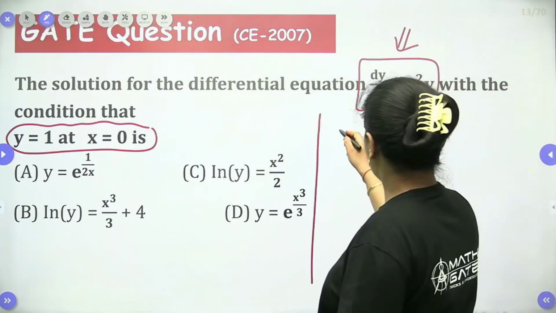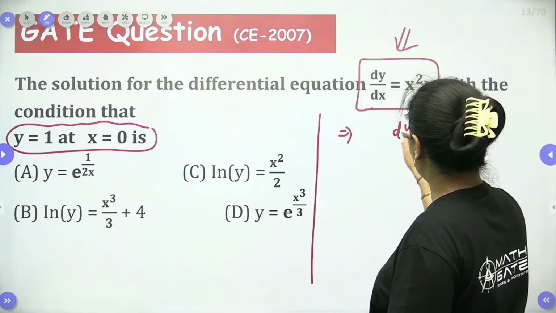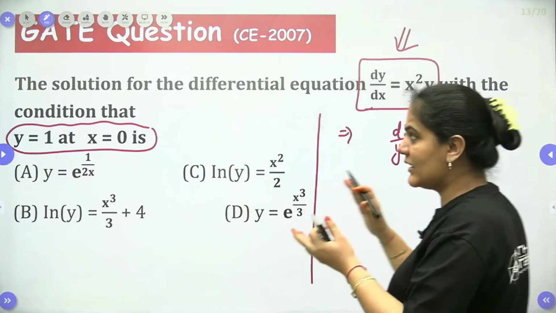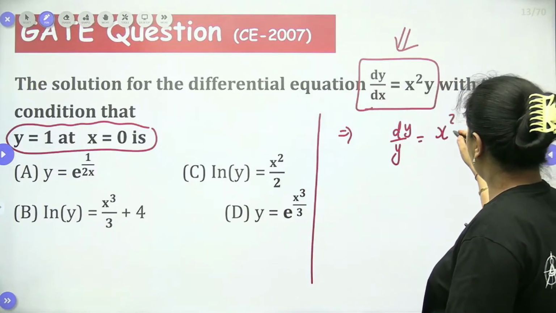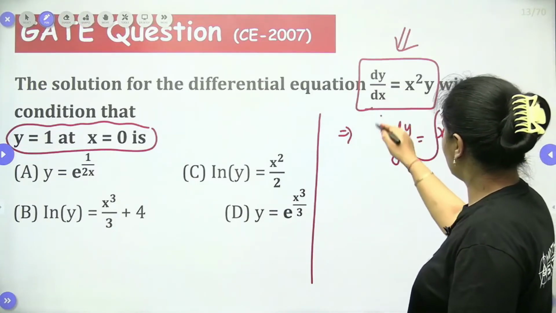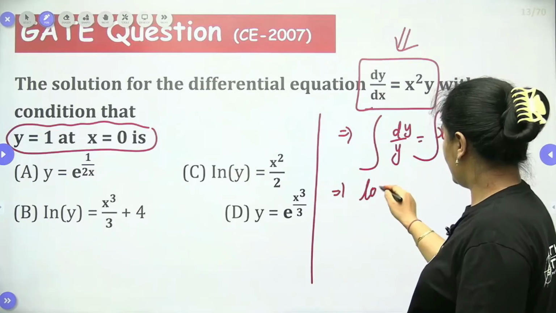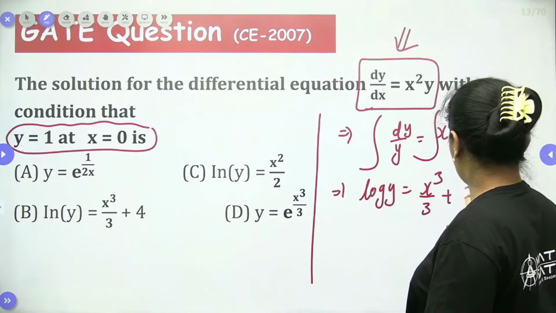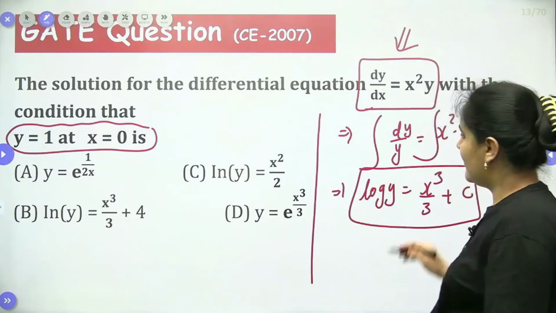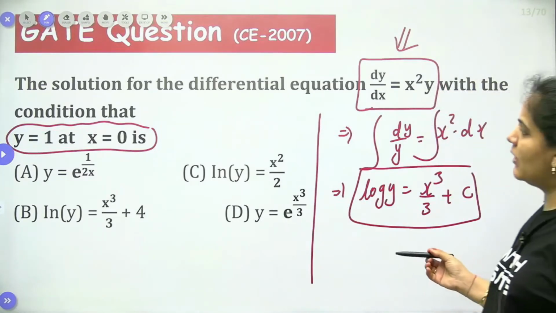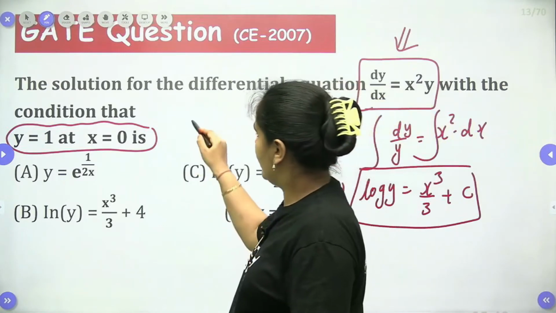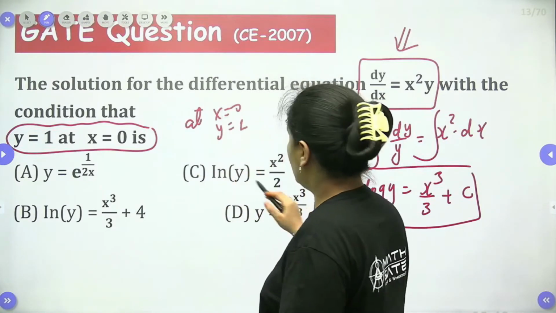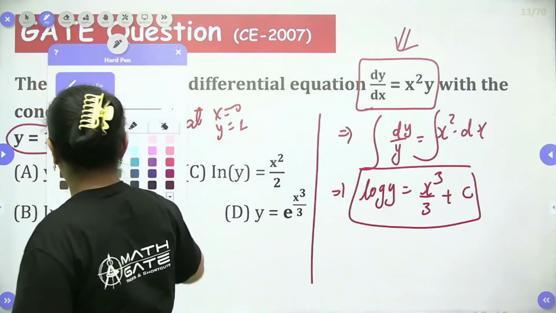dy by dx is equal to x square y. Let's approach it, guys. It will be dy by y. Separate the variables, so the terms with y are together and the terms with x are together. So x square dx, let's integrate it on both sides. It will be log of y equals x cube by 3 plus c. So the question is asking to find the condition where at x equals 0 we have y equals 1.